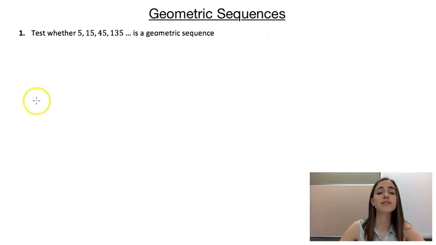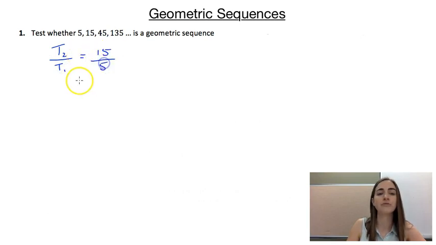Our first example asks us to test whether 5, 15, 45, 135 is a geometric sequence. To do that, we're going to take our second term and divide it by our first term. So we'd have 15 divided by 5, which we know would simplify down to 3. So we're hoping that this is going to be our common ratio. If this is a geometric sequence, any term that we pick and do this with, we should also get 3.